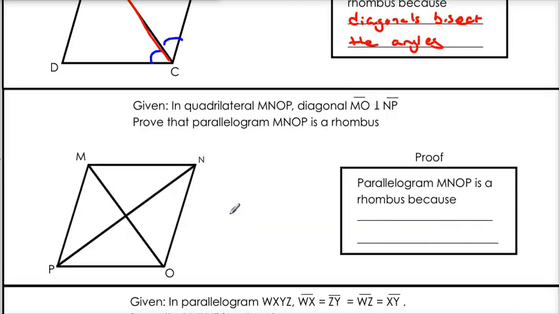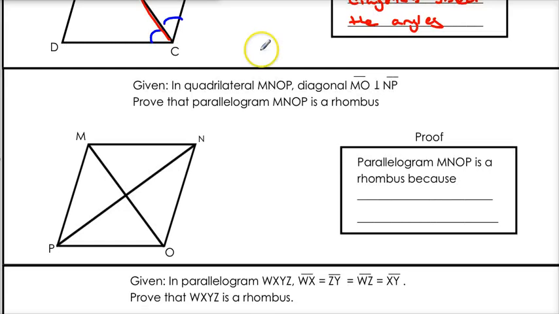All right, let's try another proof. In quadrilateral MNOP, diagonal MO is perpendicular to NP. Prove that parallelogram MNOP is a rhombus. So that's a 90-degree angle because we know that they are perpendicular to each other. And all the angles must be right then. So how do I know that this is a parallelogram? Well, parallelogram MNOP is a rhombus because the diagonals are perpendicular.